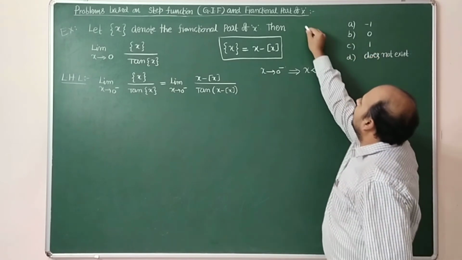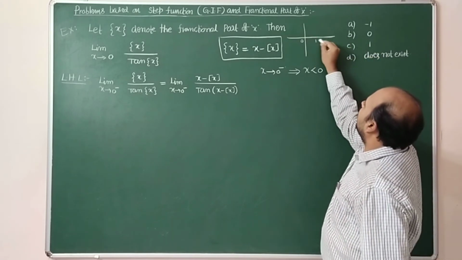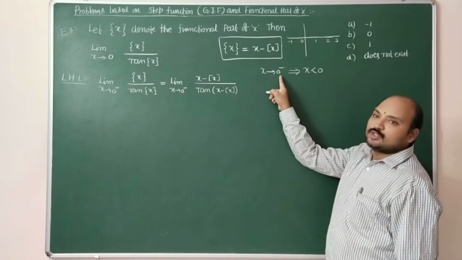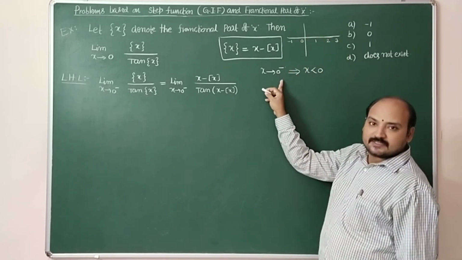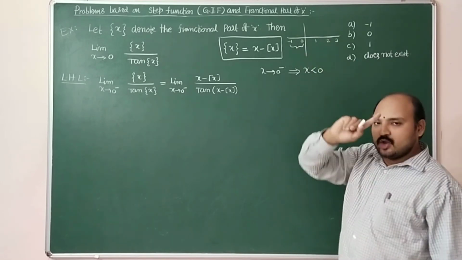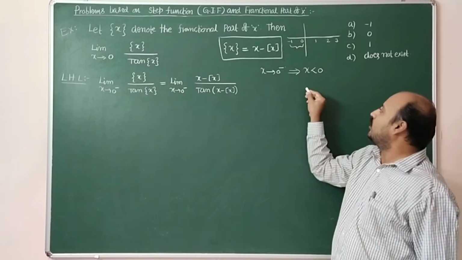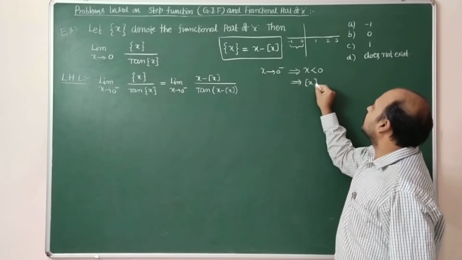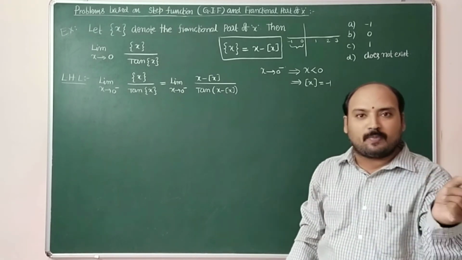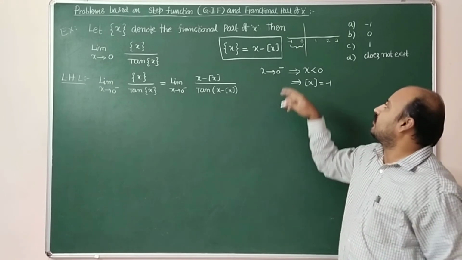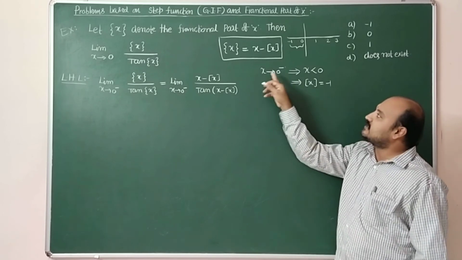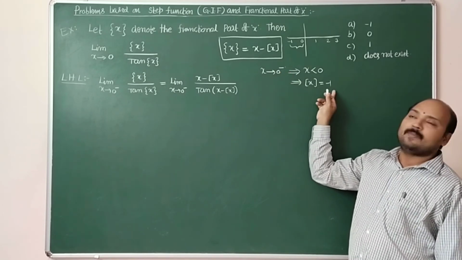Come to the real number line: 0, 1, 2, 3 like this, and here minus 1, minus 2 and so on. X tends to 0 minus means the value of x is less than 0. So whenever the value of x lies between minus 1 and 0, that step x value goes to be minus 1. Any value between 0 and minus 1, like minus 0.1, minus 0.2 and so on, it will reach minus 1. So whenever x is tending to 0 minus, the step x value will become minus 1.